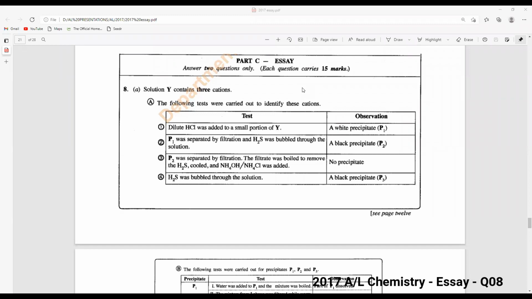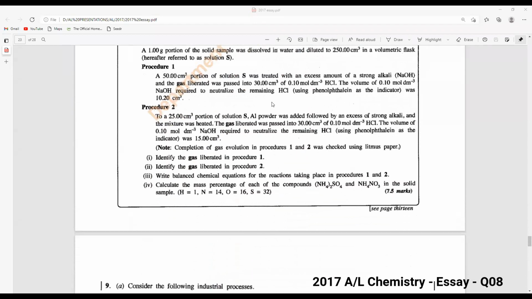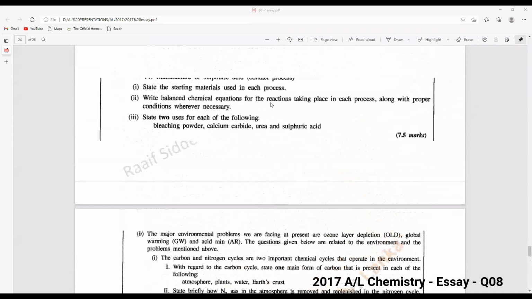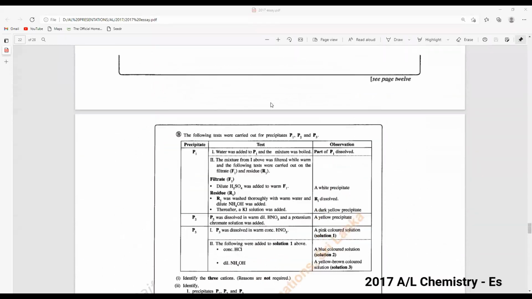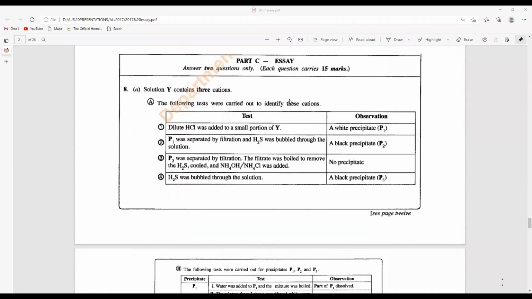Right, so we have to discuss question number 8, 9, and 10. I'm not taking much time, to minimize the timing, so we'll just go through this. Very similar to other questions, question number 8 is always going to be related to some inorganic, qualitative, and quantitative analysis. So the first part is qualitative.